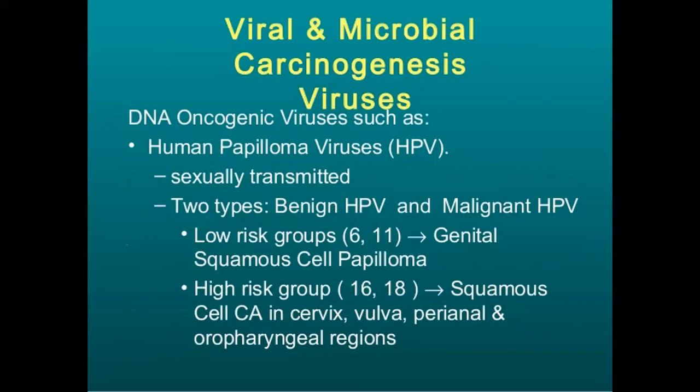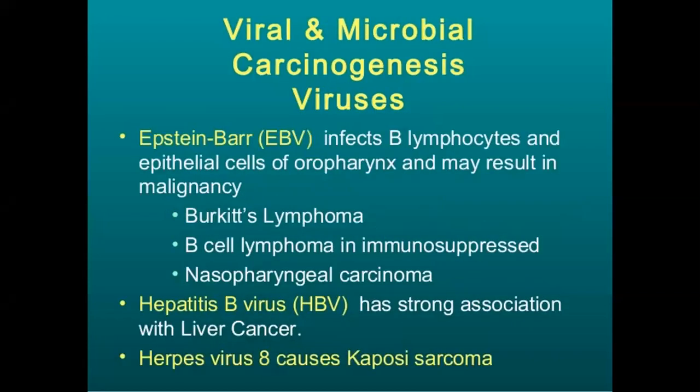The DNA oncogenic viruses are human papilloma virus, which is a sexually transmitted virus. There are two types, benign HPV and the malignant HPV. The low risk groups are 6 and 11, which cause genital squamous cell papilloma, and the high risk groups are numbers 16 and 18, which cause squamous cell carcinoma in the cervix, vulva, perianal, and oropharyngeal regions.